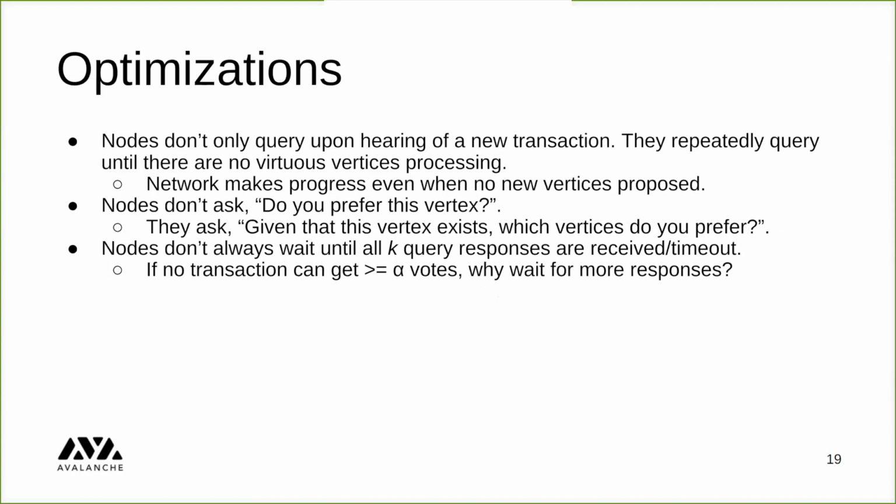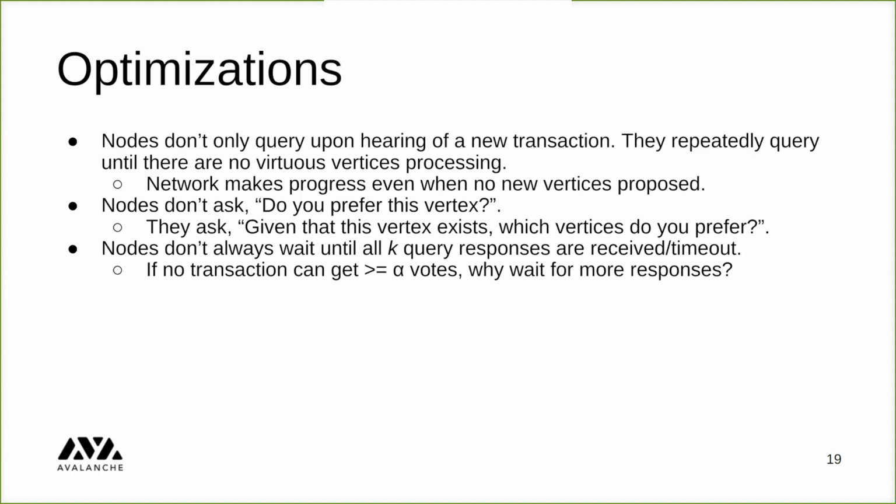So there's a few other optimizations that we do. You might have thought it's kind of weird that we just ask, do you prefer this, yes or no? And everybody responds with a binary yes or no. That's not as efficient as it could be. So what we do is, instead of asking, do you prefer this vertex? Nodes say, hey, I learned about this vertex. So given that that vertex exists, which vertices do you prefer? And instead of just getting a binary yes or no back, you get what they think the accepted vertices will end up being, which helps you make progress faster.